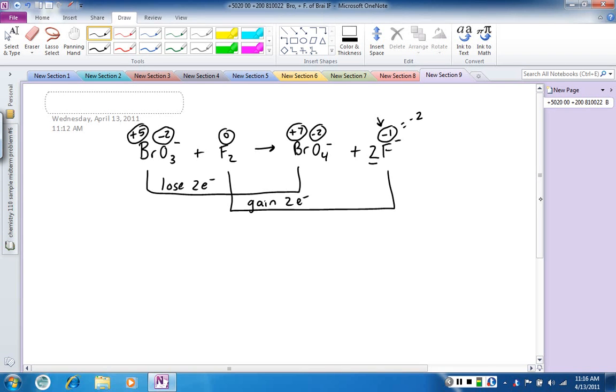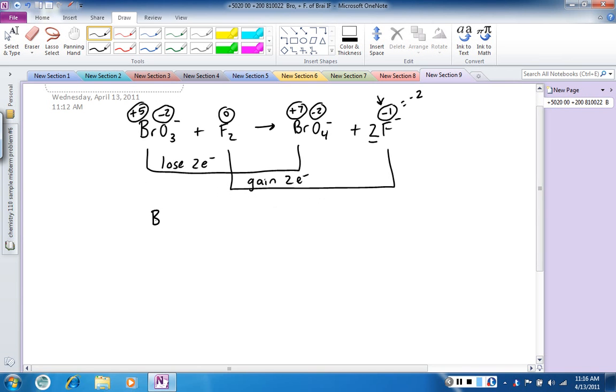But just for sake of clarity, let's write it again without our oxidation numbers. So BrO3 minus plus F2 goes to BrO4 minus plus 2F minus. Now with basic problems, you want to balance your charge next. You're going to balance your charge using OH minus. So this is a minus. The left side we have a -1. The right side we have -3.